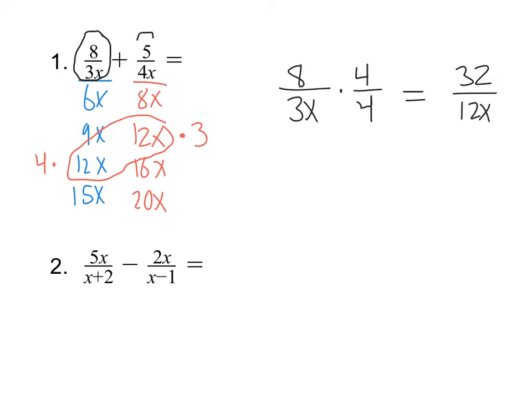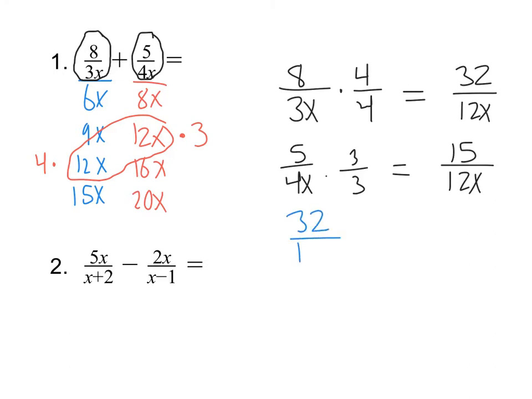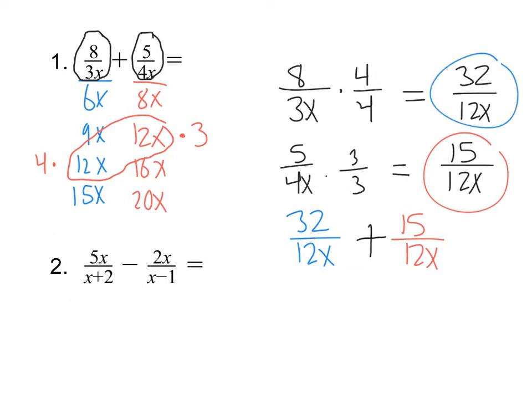So same thing over here. This 5 over 4x, we've got to multiply that whole fraction by 3 over 3. So 5 over 4x times 3 over 3, that's going to give us 15 over 12x. Right? 15 over 12x. So now we can bring these new guys together. We can say, okay, well, what is going to be 32 over 12x plus 15 over 12x? This is this guy, and the blue one is this guy. What is that going to equal?